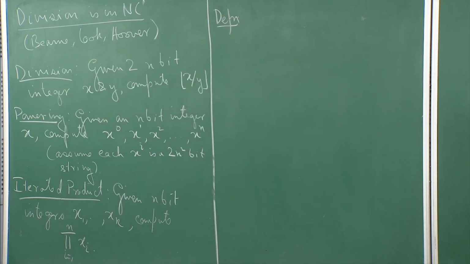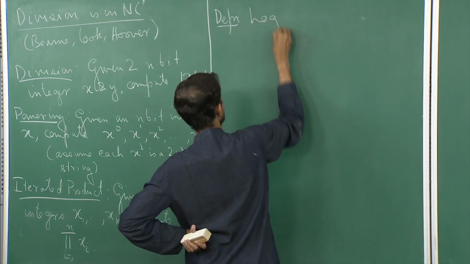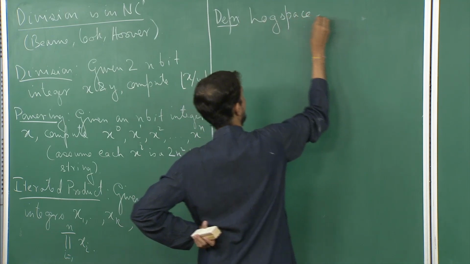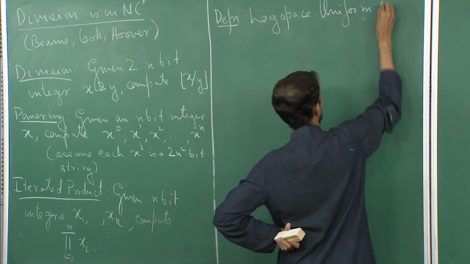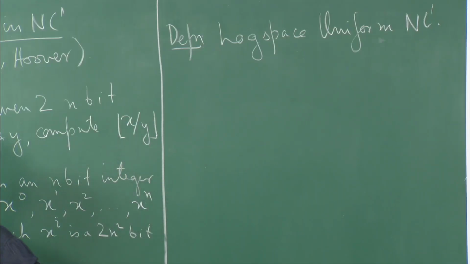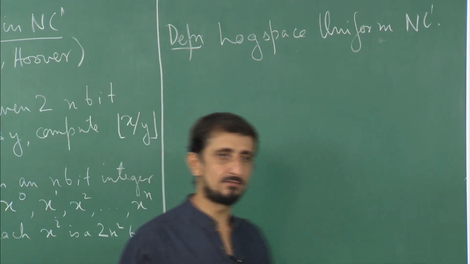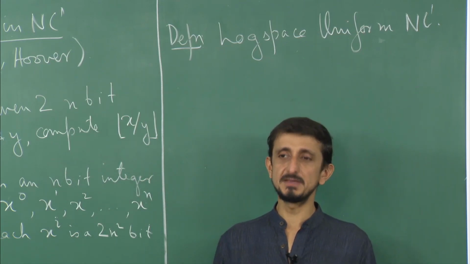First I will define what is log space uniform NC1. NC1, we have seen, is the class of functions for which there are log depth circuits of bounded fan-in having polynomial size over AND, OR and NOT, right. What is log space uniform?